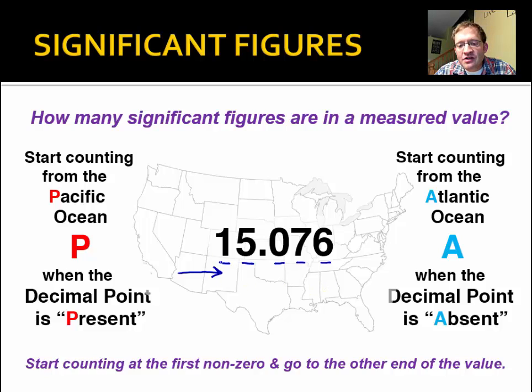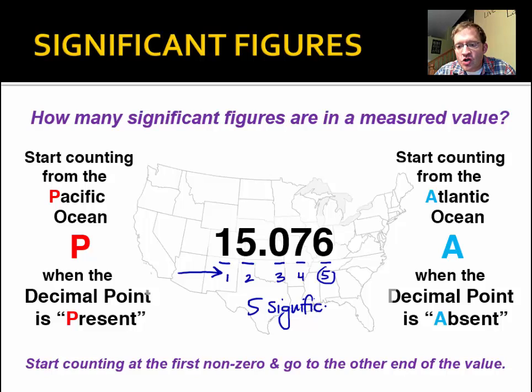Start counting at the first non-zero, 1, and count every digit after it until you get to the end of the number. So I'm counting these numbers off. This is 1, 2, 3, 4, 5 significant figures. 5 total significant figures in this value.